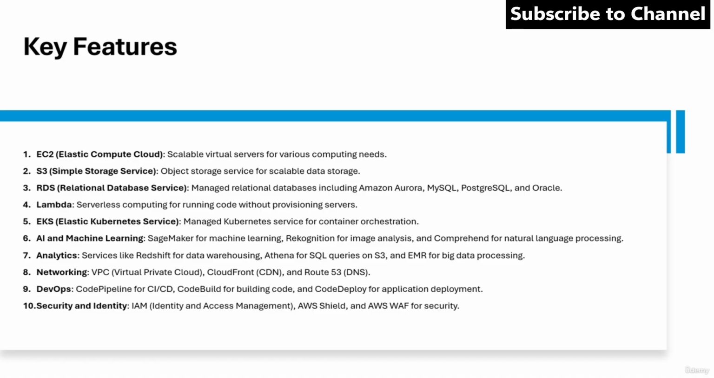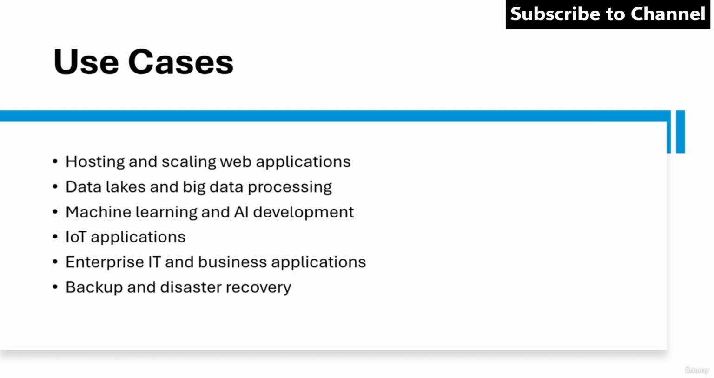So these are typical things like storage capacities or remote computers you need, or any space, or any AI and machine learning applications you need. These are all provided by Amazon Web Services. All the use cases are the same as before: hosting and scaling web applications, data lakes and big data processing, machine learning and AI development, IoT applications, enterprise IT and business applications, backup and disaster recovery. So these are typical use cases for AWS.